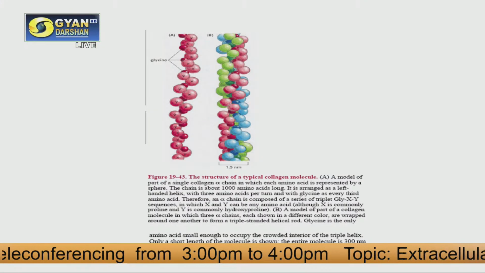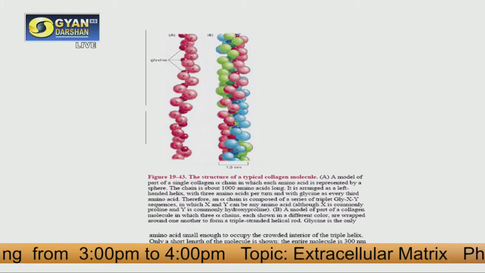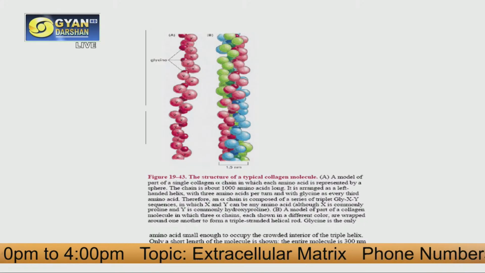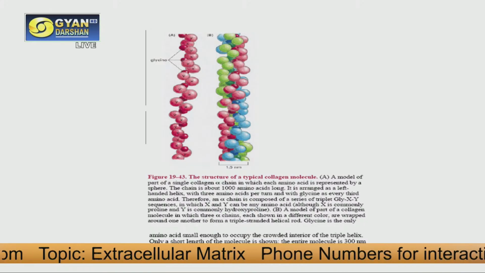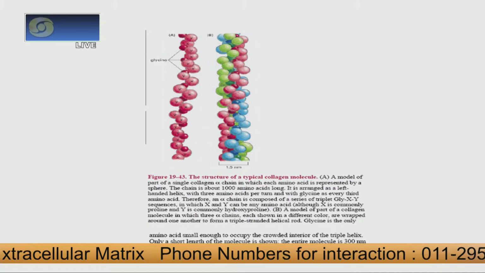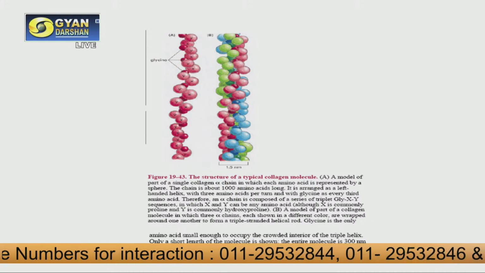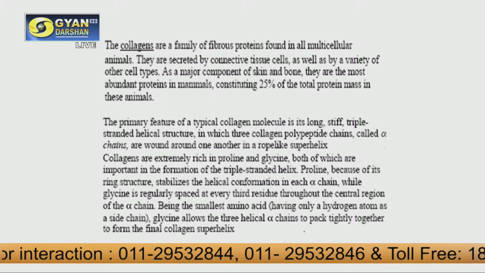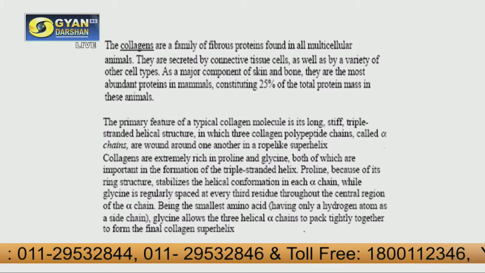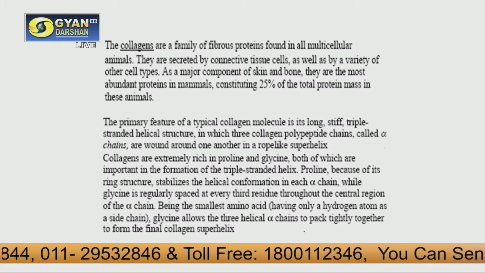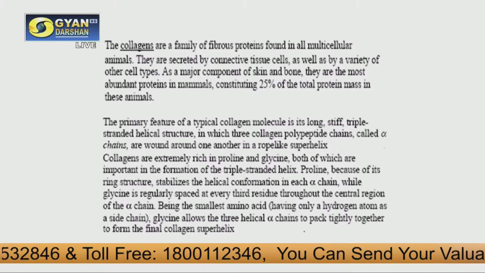Now we will see why they have this glycine. What is the advantage that glycine confers to this kind of structure, that we will see. So, collagens are a family of fibrous proteins found in all multicellular animals. They are secreted by connective tissue cells.